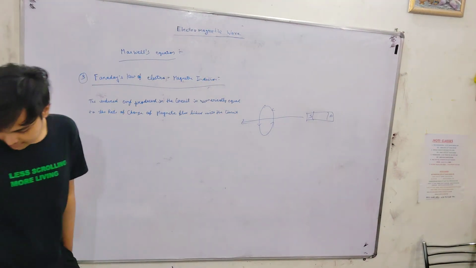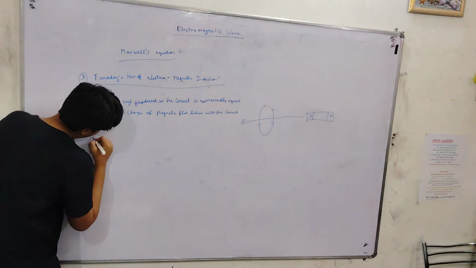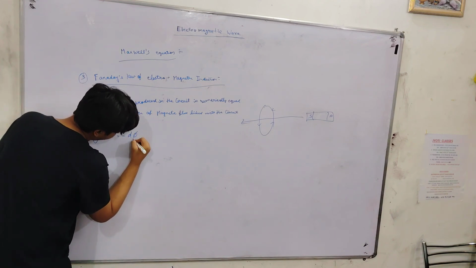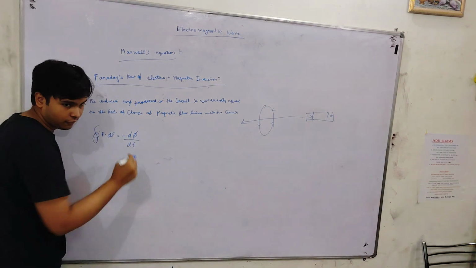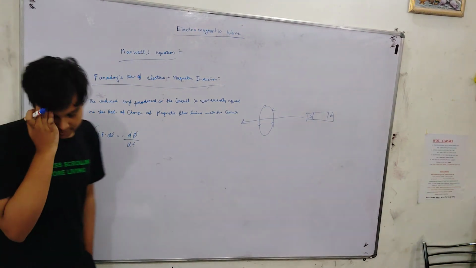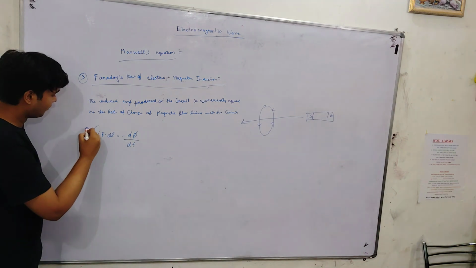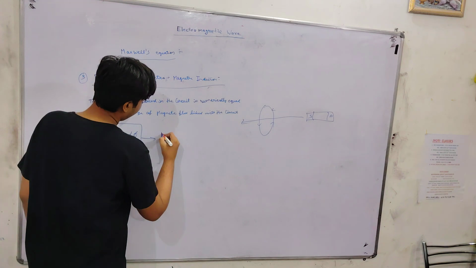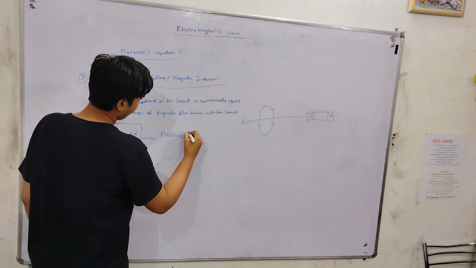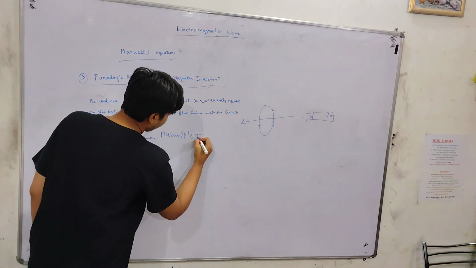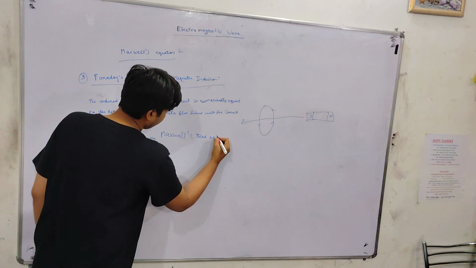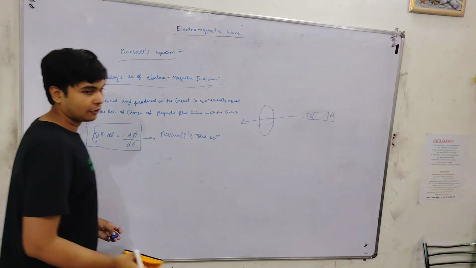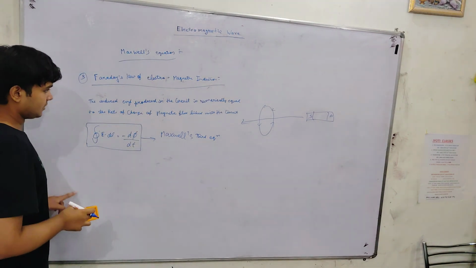The formula will be like this: closed loop integral of E dot dl equals minus d phi by dt. The rate of change of flux gives the minus sign in the derivation. This is the formula of Faraday's law of electromagnetic induction, given by Maxwell, and when we study electromagnetic waves we remember it as Maxwell's third equation, given for the understanding of electromagnetic waves.